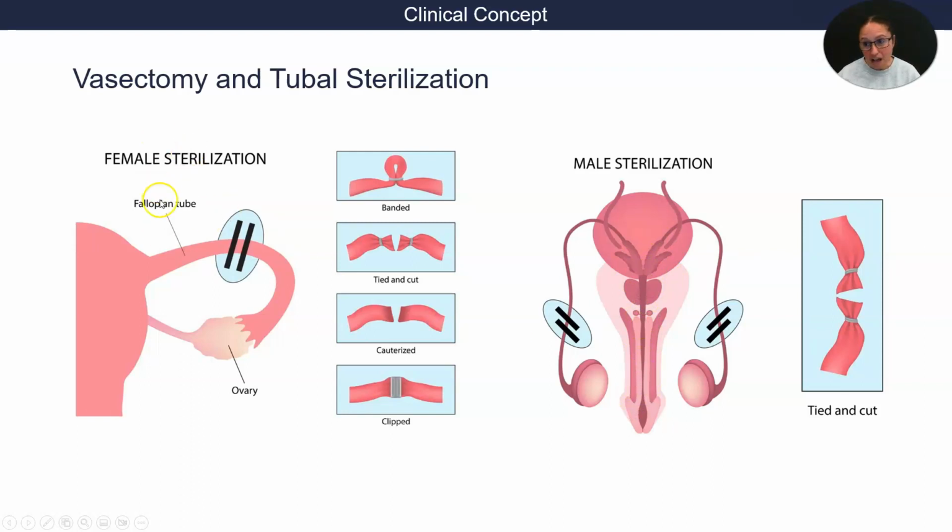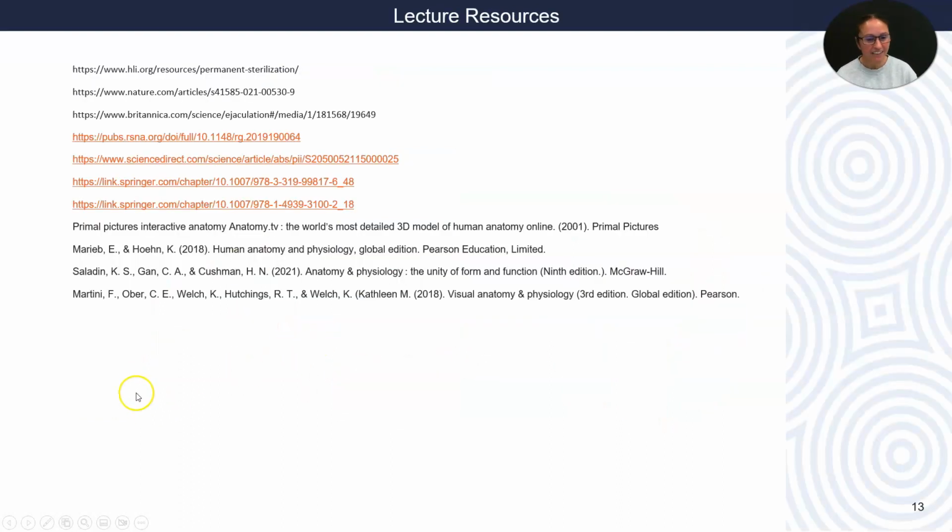And then for females, there are different ways that they can do this. They can band your uterine tube. It can be tied and cut, it can be cauterized, or it can be clipped. So essentially what you're doing is trying to stop sperm from reaching an ovulated egg. Okay, that's what happens when someone's had their tubes tied or a vasectomy. There you go. Interesting, hey?